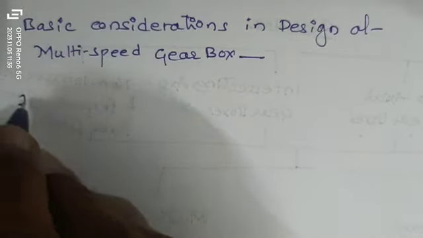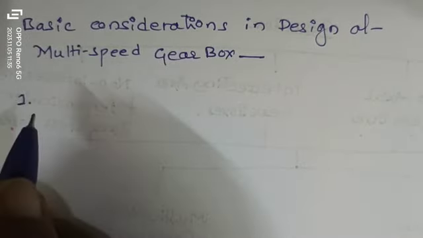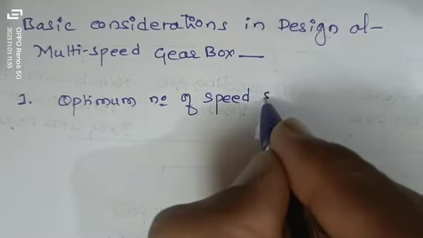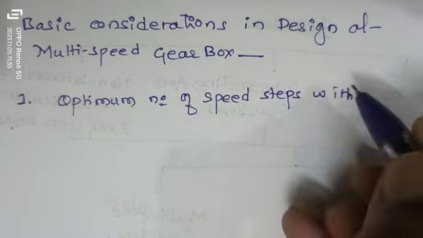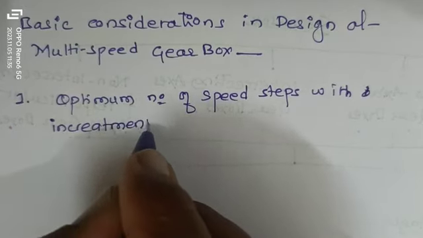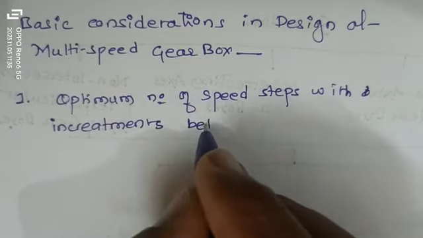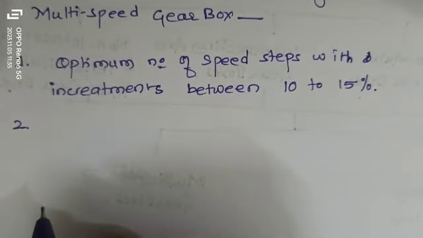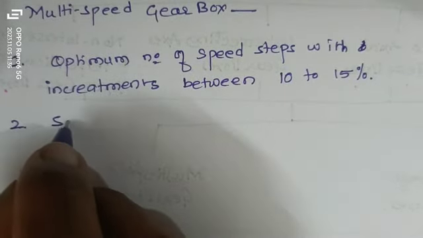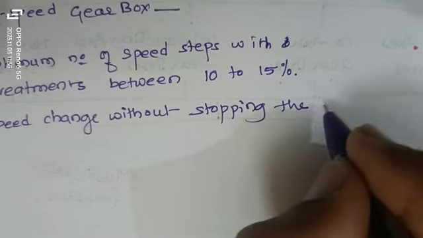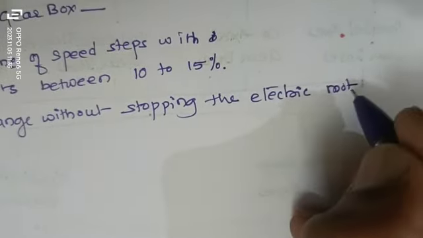In the conditions, the first is an optimum number of speed steps with increments between 10 to 15%. The second basic consideration: speed should change without stopping the electric motor.